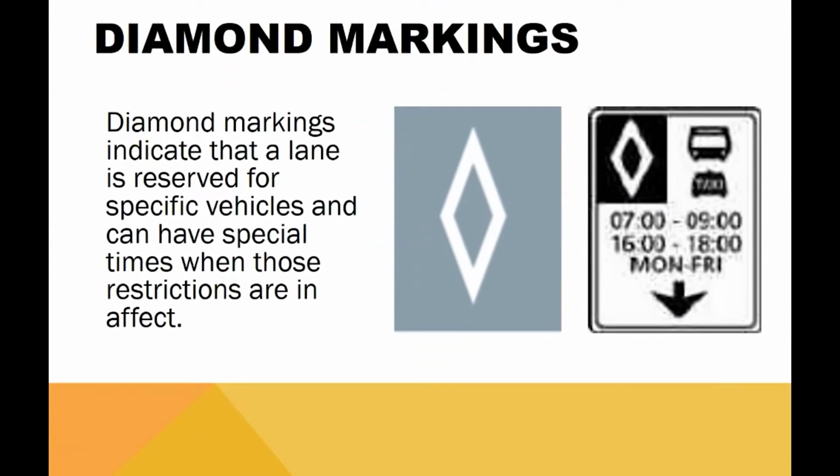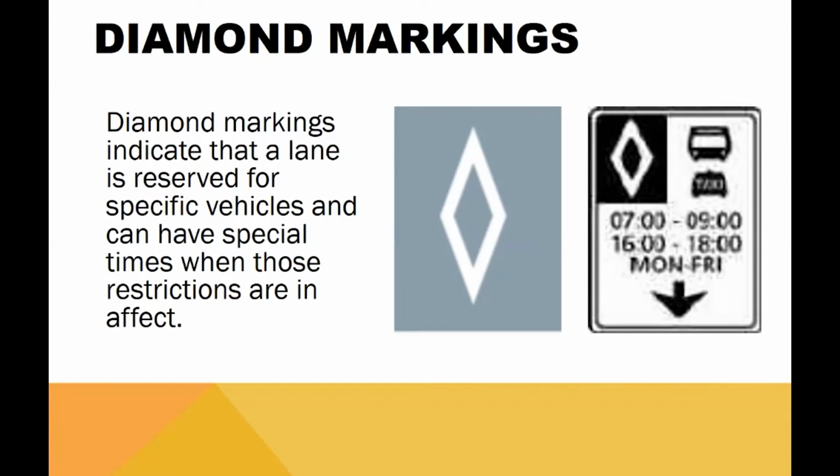Diamond markings. So these ones, you'll see that white diamond painted on the gray. You will see those on designated lanes, but it'll usually also be accompanied by a sign like this one. It's got the diamond on the top with the black, which is telling you black means lane usage, or lane designation. So this is telling you that this lane, usually the far right lane in most cases, is designated for specific vehicles and at specific times.